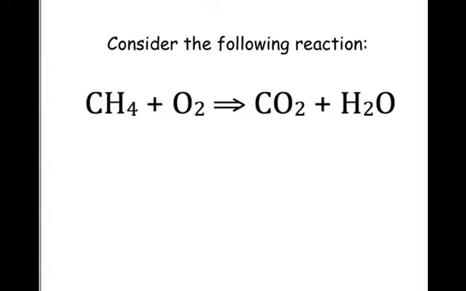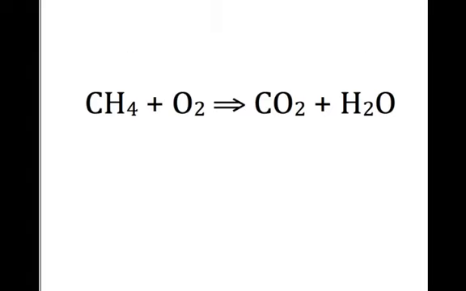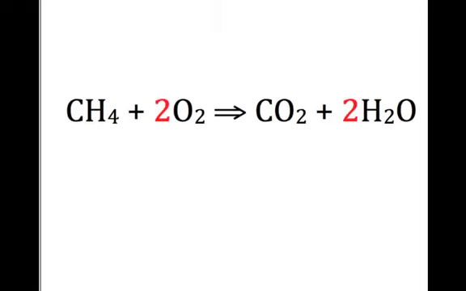We've got methane gas, and if we were to combust methane, it would require oxygen. It would produce carbon dioxide, and it would produce water. But looking at this reaction, we know it's not balanced. So the first step is we need to balance our chemical equation. It's going to look something like this.